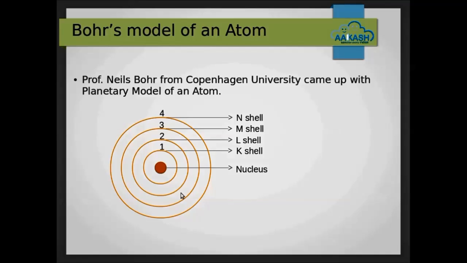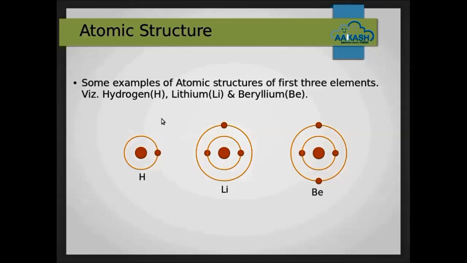Bohr's model. Niels Bohr came up with a planetary model of the atom. Here, the electrons revolve around the nucleus in circular orbits denoted by K, L, M, N shells. These are a few examples of this atomic structure. Hydrogen has one electron in the outermost orbit, lithium has two electrons in the first orbit and one electron in the second, beryllium has 2 electrons in the first orbit and 2 electrons in the second.